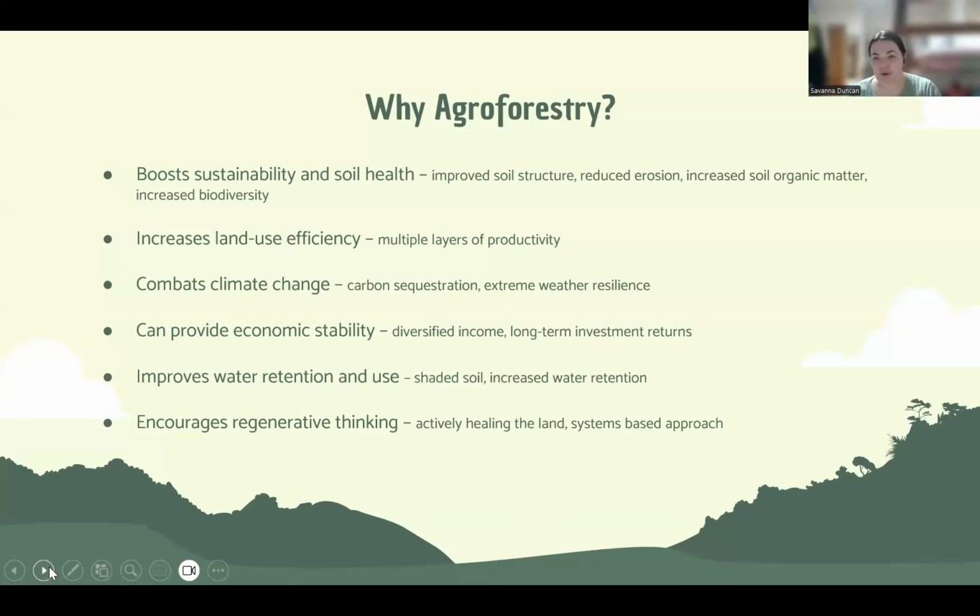Like I said, with the multiple characteristics here, it improves water retention and use. Shaded soil leads to increased water retention. And then finally, it encourages regenerative thinking. We're actively healing the land here. This is a systems-based approach.